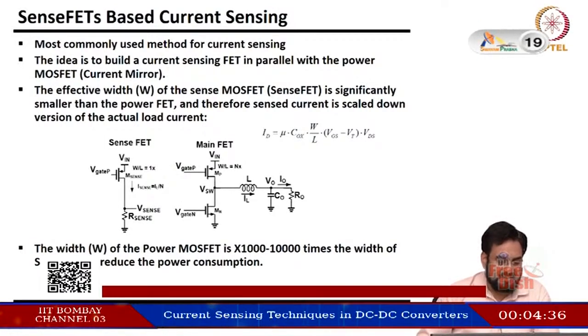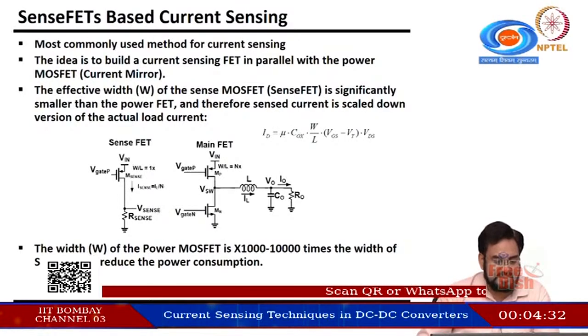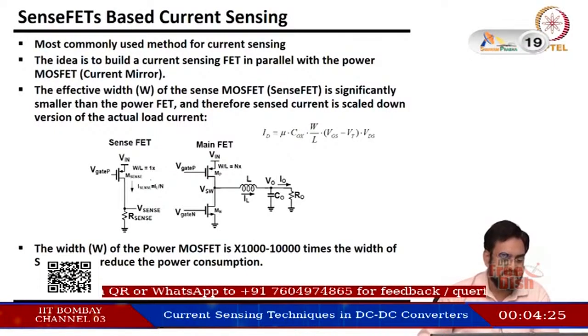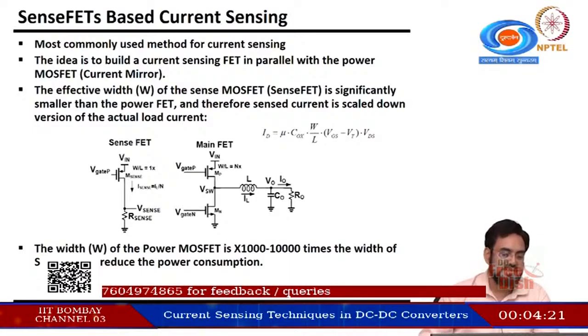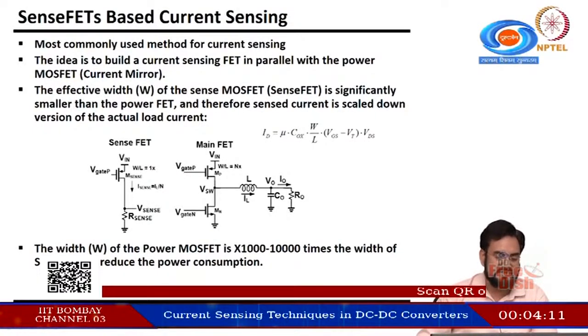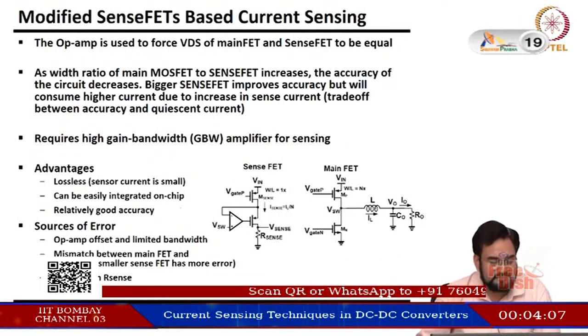So if I have, let's say, this current is nothing but this current divided by n, because if VDS is matched and VGS is matched, then the current will scale according to the W by L size, the ratio of this, which is n here. So this becomes IL by n, and you dump it into a resistor, you get the V sense voltage. So voltage to current converter. So this voltage will contain the information of the current, okay.